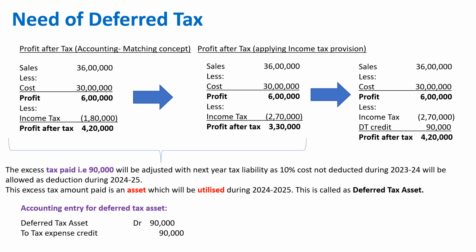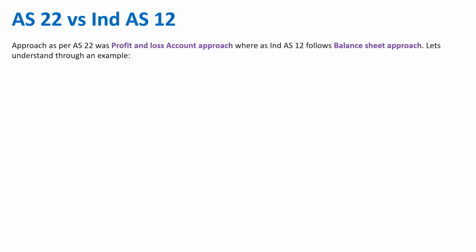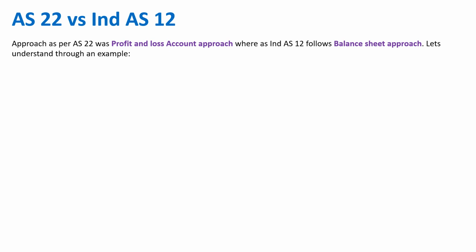Before we understand Ind AS 12, let's understand how deferred tax was calculated under AS 22. The approach used under AS 22 was the profit and loss account approach, whereas under Ind AS 12 the approach is the balance sheet approach. We'll talk a lot about the balance sheet approach in upcoming slides, but you can understand that the approach used in AS 22 and Ind AS 12 is different. So we'll try to understand through an example.